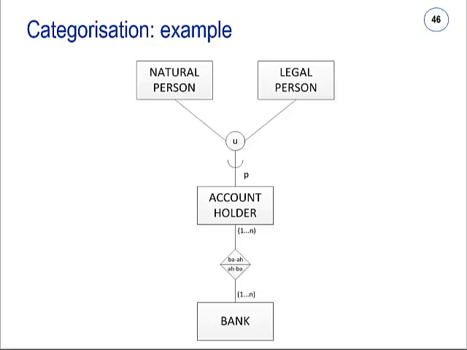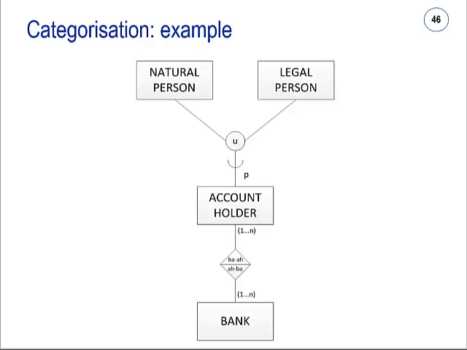Let's see whether we can apply the is-a test in the opposite direction. A natural person is an account holder. That's not true, because you can have natural persons that are non-account holders. A legal person is an account holder. That's not necessarily true, because you can have legal persons that are non-account holders.